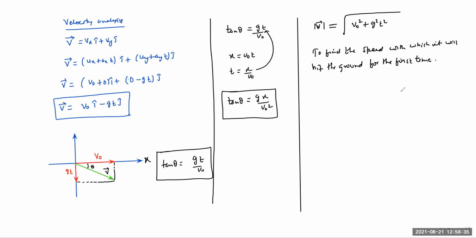So if you want to find the speed with which it will hit the ground for the first time, just substitute t equals time of flight, because it will hit the ground when t is T, and we know the answer. So we call it v final, and we write it as square root of v naught square plus g square t square, which is this much. So final velocity is this.